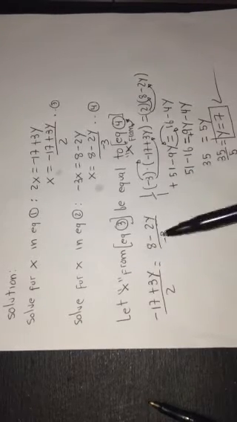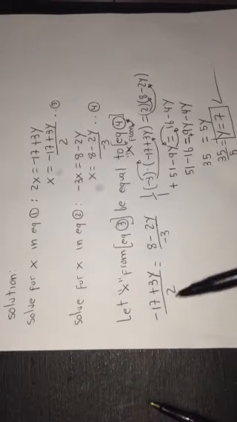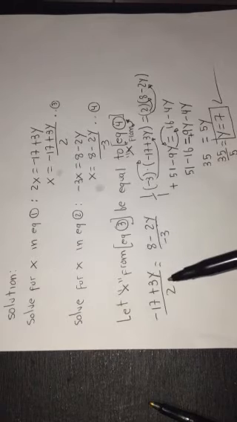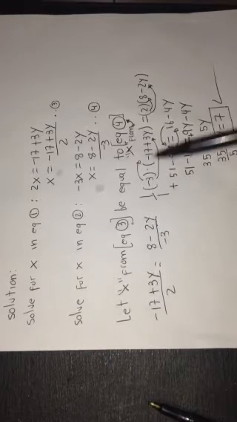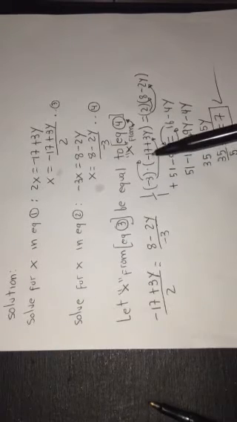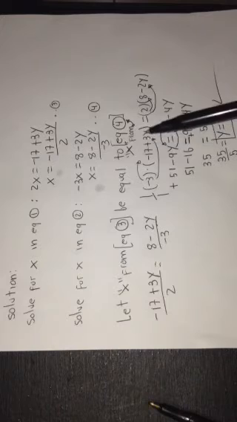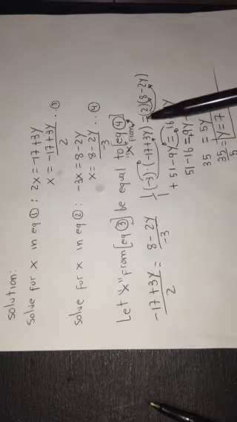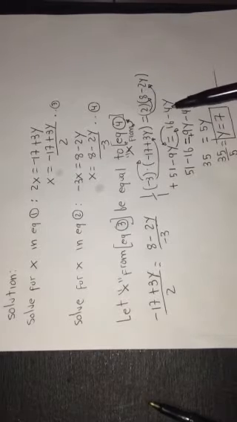Now this negative 3 is going to multiply the whole expression on top here, and this 2, since it's dividing on the left, is going to multiply the expression on the right. So negative 3 times negative 17 is 51. Negative 3 times 3y is negative 9y. And 2 times 8 is 16. And 2 times negative 2 is negative 4.